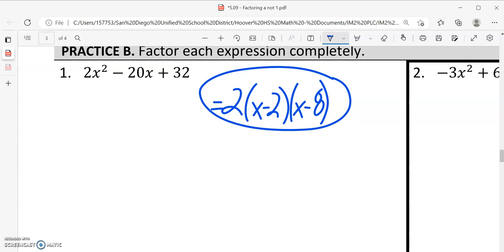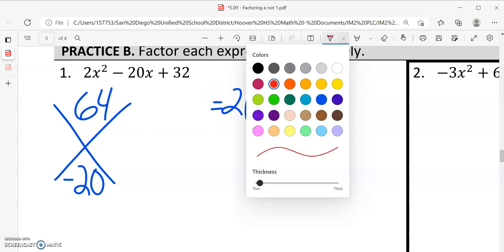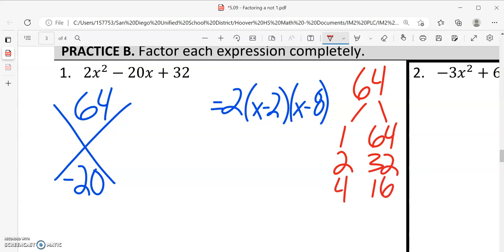This time we're not going to divide the 2 out. So we're going to go back into a times c. So 2 times 32 is 64. And our b value is negative 20. So once again, make a factor tree. I'll do it in red, just make it different. So 1 times 64, 2 times 32, 3 does not go into it, 4 does, 16 times, and finally 8 times 8.